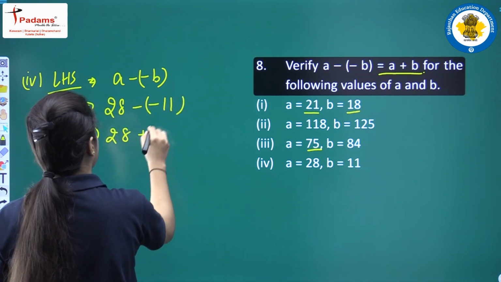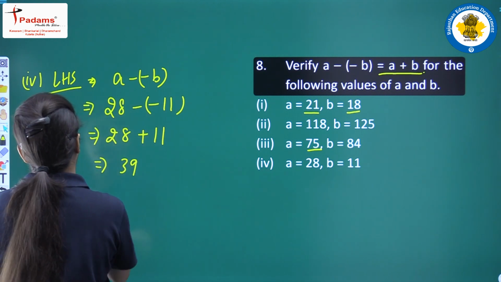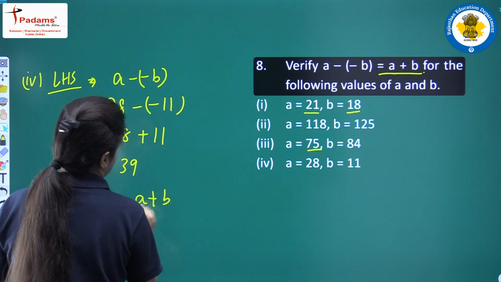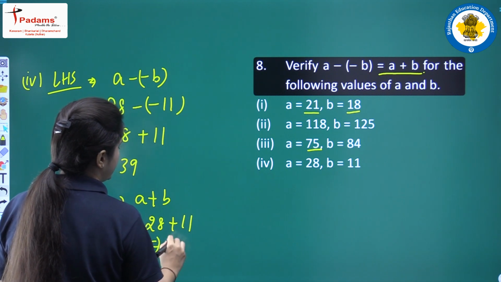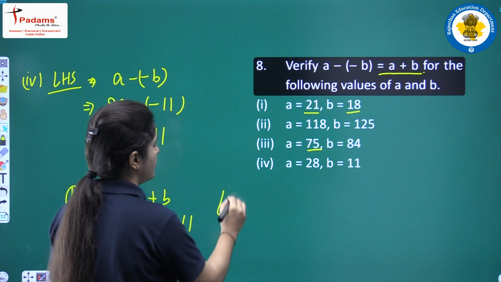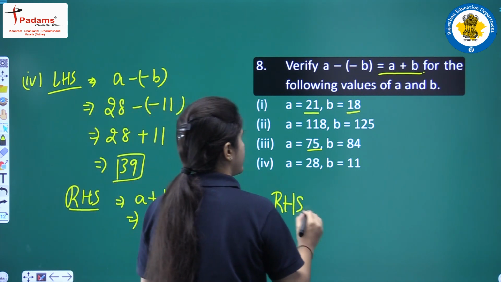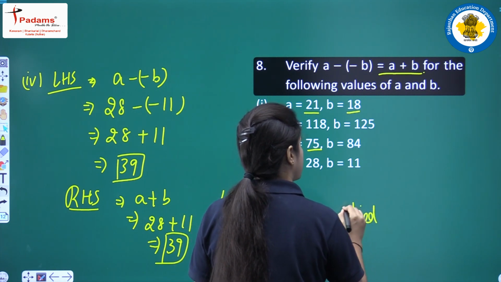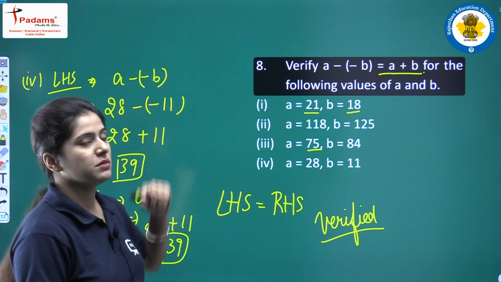Minus minus is equal to plus, so 28 plus 11 is equal to 39. RHS is equal to a plus b. A is equal to 28 and b is equal to 11, which is equal to 39. So LHS and RHS both are equal to 39. So LHS is equal to RHS and hence it is verified. Okay students, so this was your question number 8.